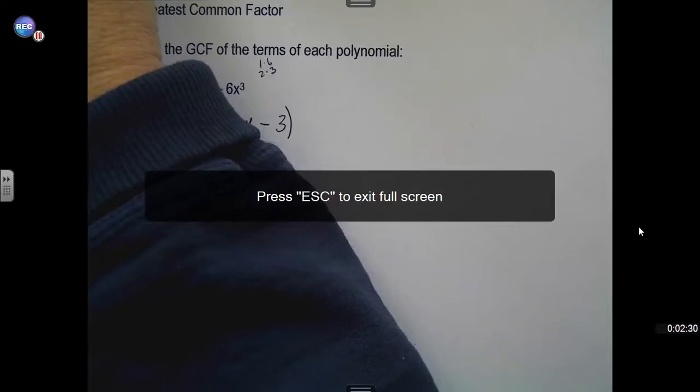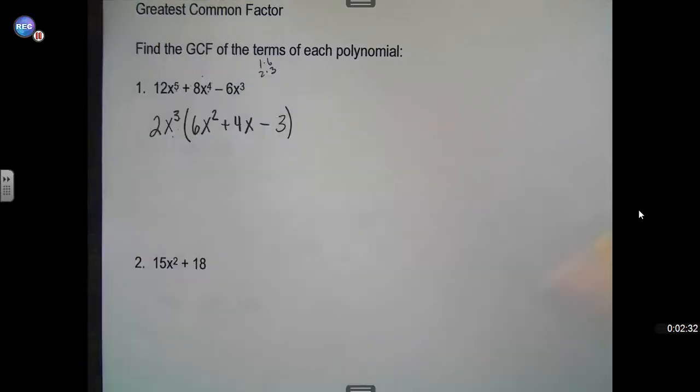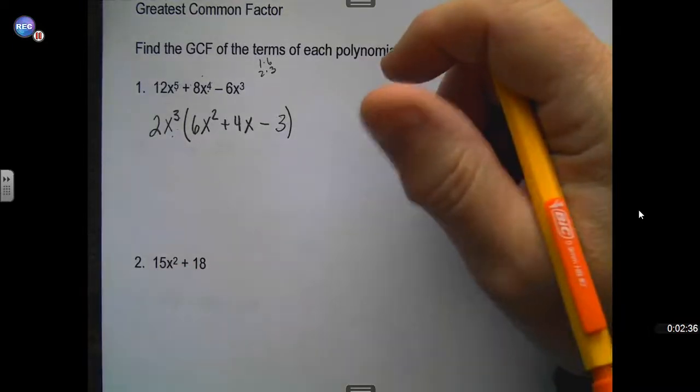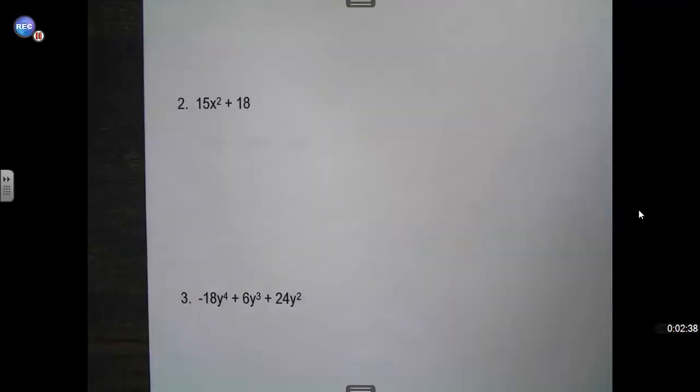The screen changed brightness, and so I thought my battery was going. Anyway, moving on.